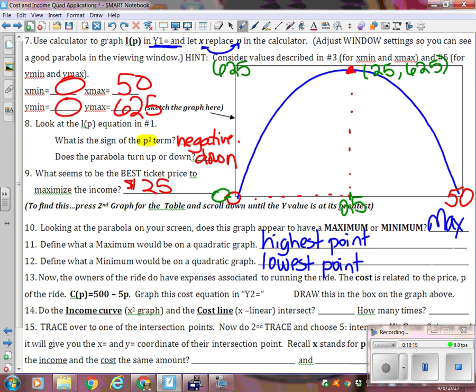Now the owners of the ride, I'm up to number 13 now, the owners of the ride do have expenses. Okay? They're not just going to keep all that $625. They have money too that they have to pay out in expenses. The cost related to the price is, and here's the cost equation. Do y'all see a C parentheses P? C stands for cost, and the cost equation depends on the price.